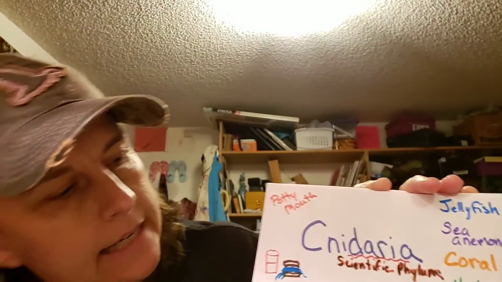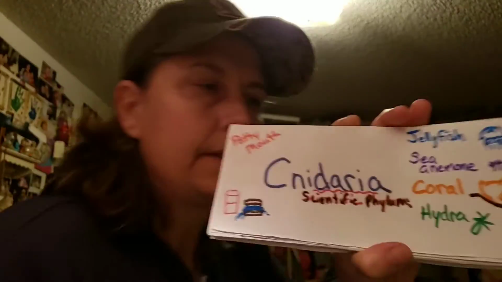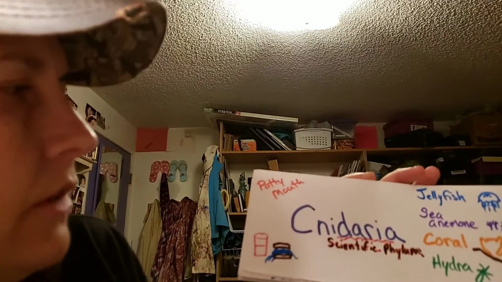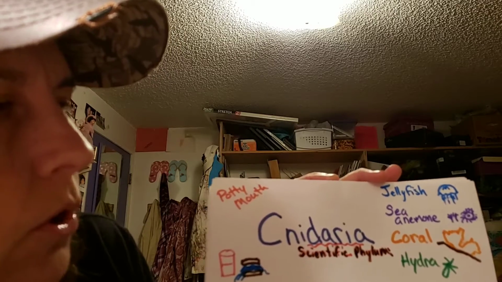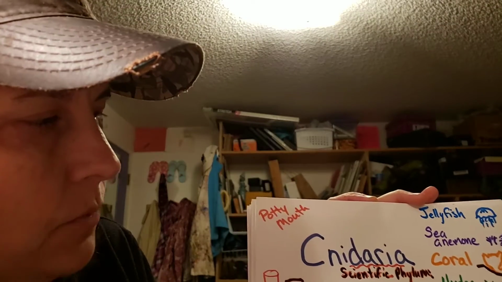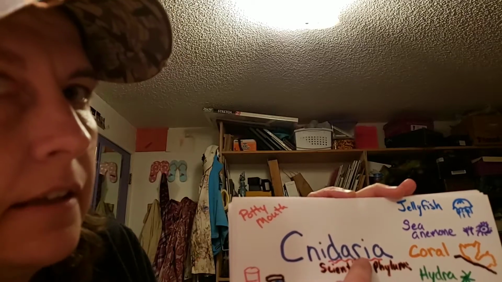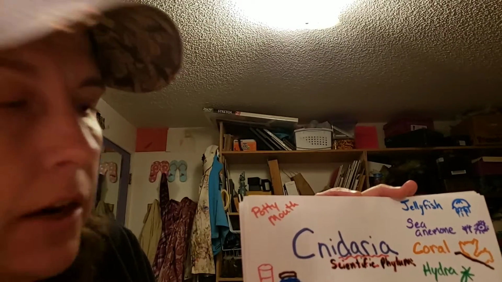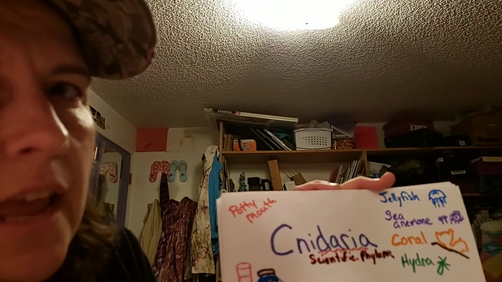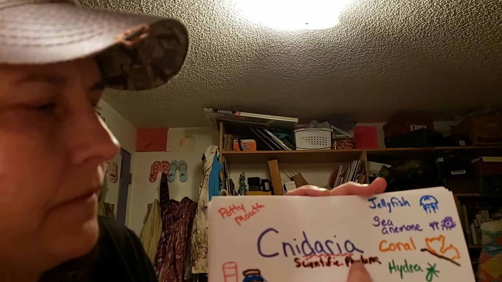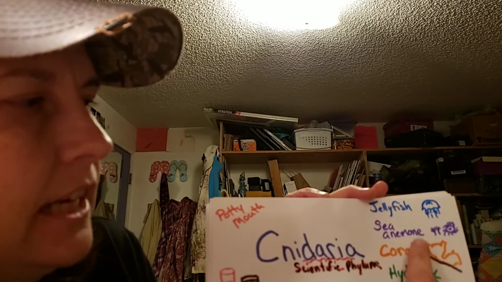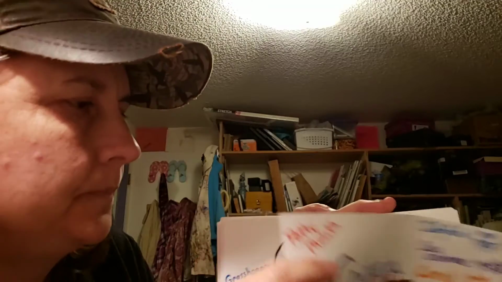Okay? Cnidarian. Potty mouths of the ocean. They are jellyfish, sea anemones, coral, and hydra. Think of it this way. Cnidaria, dairy. You can have dairy with your jellyfish sandwich. Cnidaria, phylum, jellyfish, sea anemones, corals, hydra.